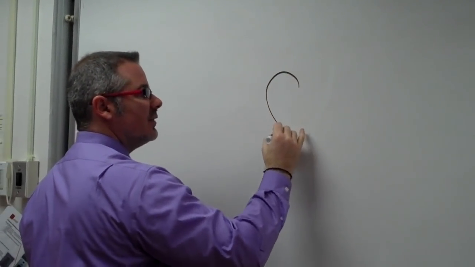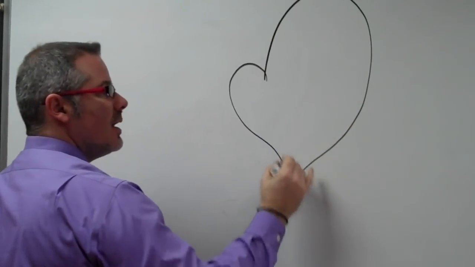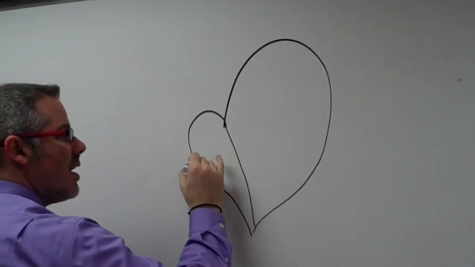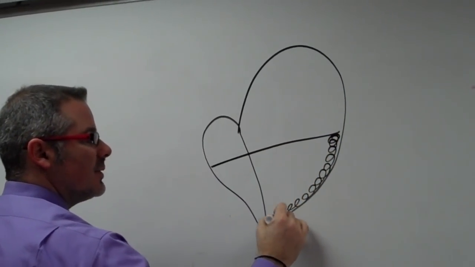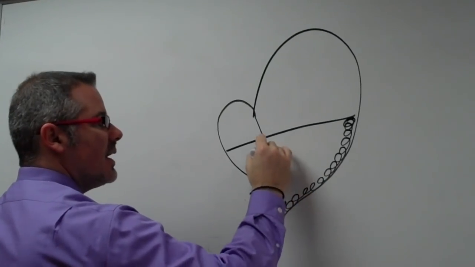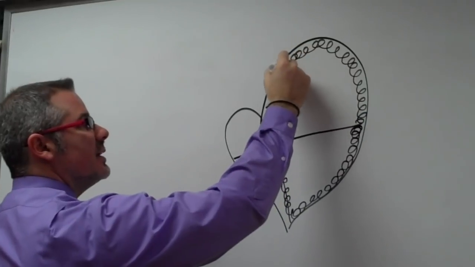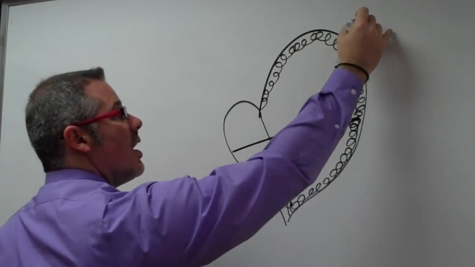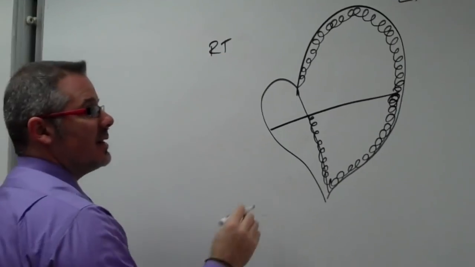I'm going to draw out a very simple picture. And I make the heart this way for a very particular reason. If we look at how I'm drawing this, you can see that I'm intentionally making the left side of the heart larger and thicker than the right side of the heart.